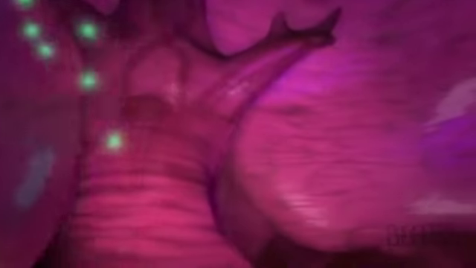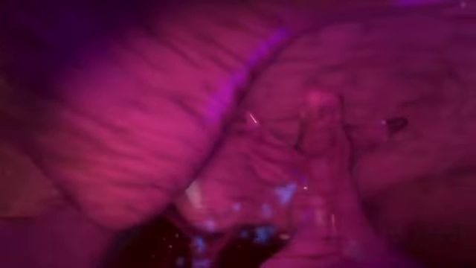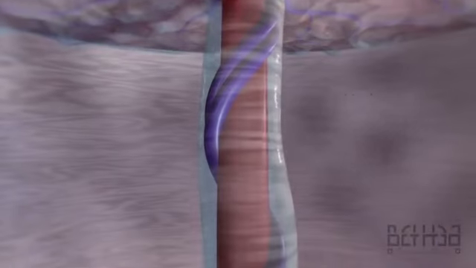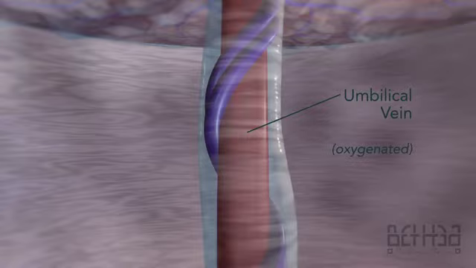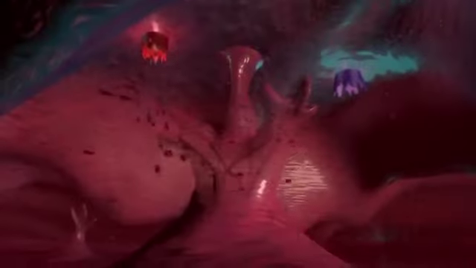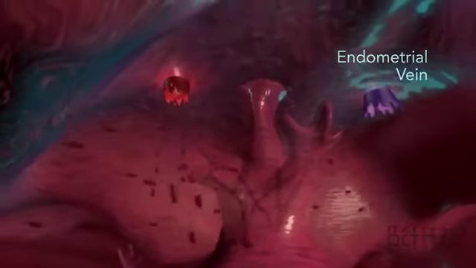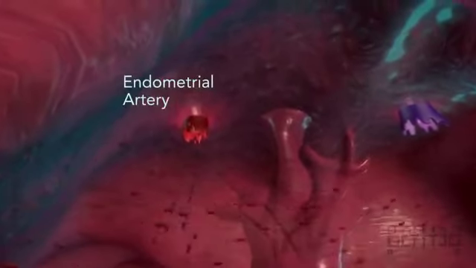Carbon dioxide and waste products are removed from the fetal circulation across the placental membrane to the maternal blood in the intervillous space. Oxygen and nutrients are transported across the placental membrane from the maternal blood to the fetal capillaries. Oxygenated fetal blood travels back through veins, converging to form a single umbilical vein that goes to the fetus. Blood returns to the maternal circulation through endometrial veins, forced out by the pressure of incoming arterial blood.